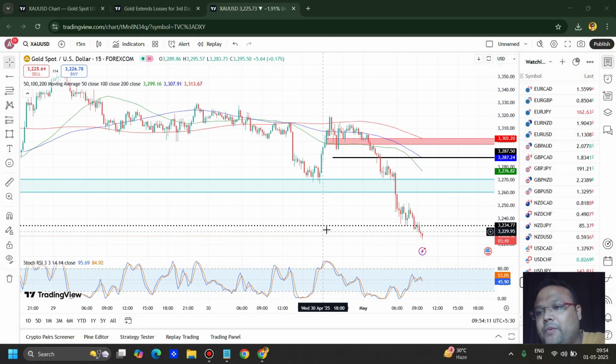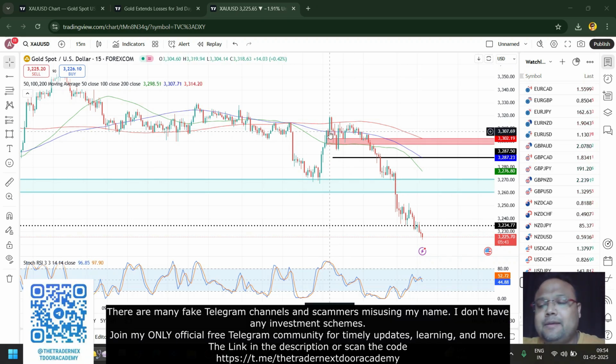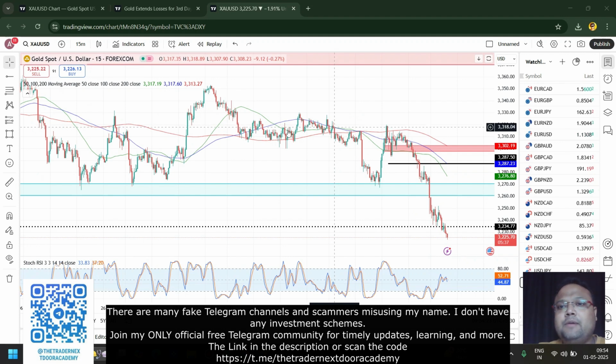Gold is heading down, and we can see that it is right now trading around the 3225.24 area. So you can clearly see the selling pressure is good enough. If you have any sell on gold right now, you can hold your sell position, because the correction we all have been waiting for a long time is on the chart right now.